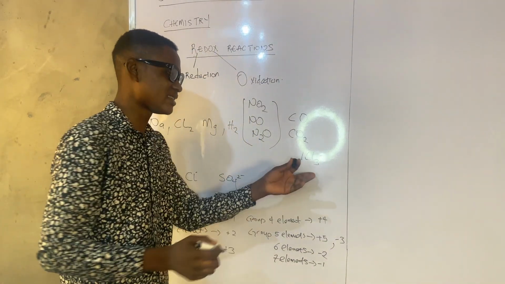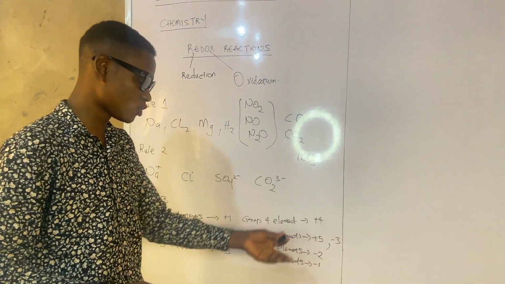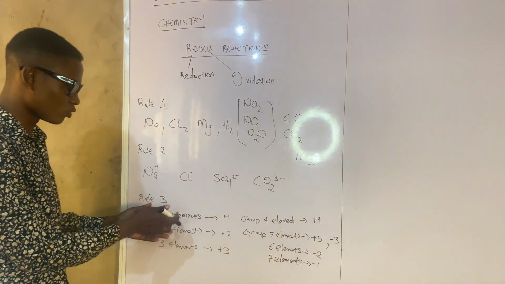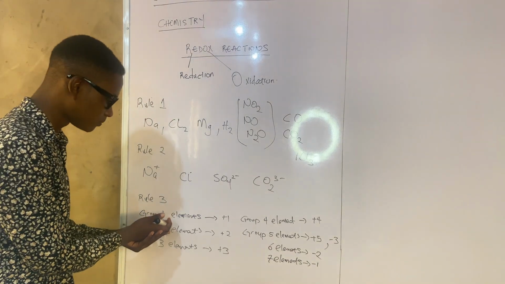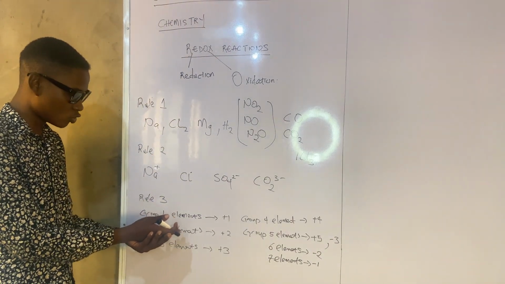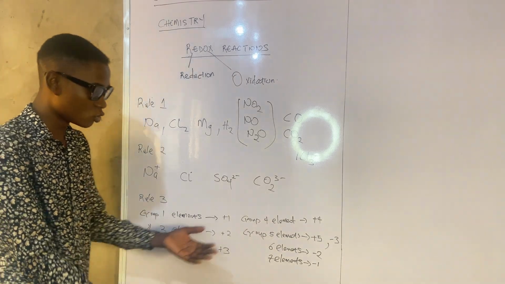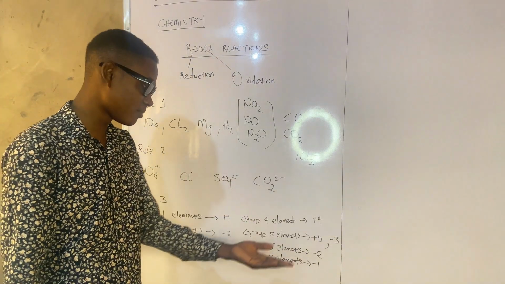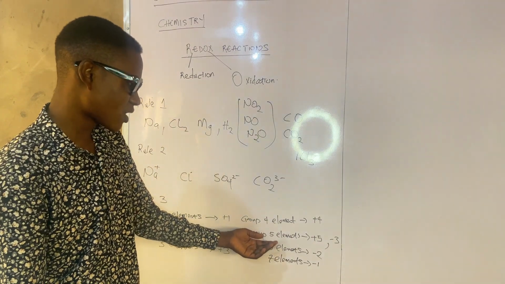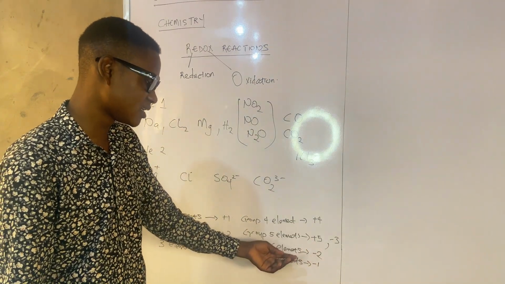ICl3, something like this. This is an inter-halogen compound because, please, you know these group 1 elements are called alkaline metals. Group 2 elements are called alkaline earth metals. Group 3 elements are called metalloids. Group 4 elements, you can call them the carbon family. Group 5 elements, the nitrogen family. Group 6, the oxygen family.